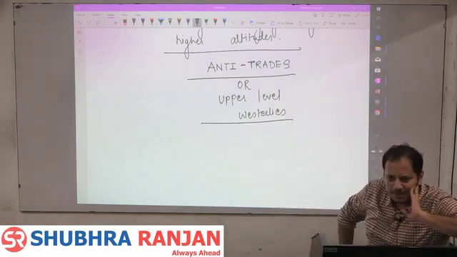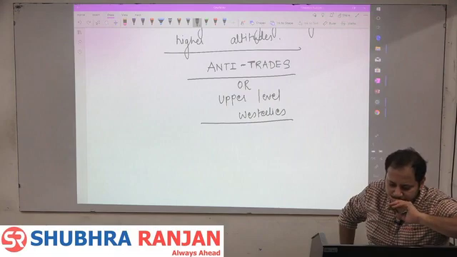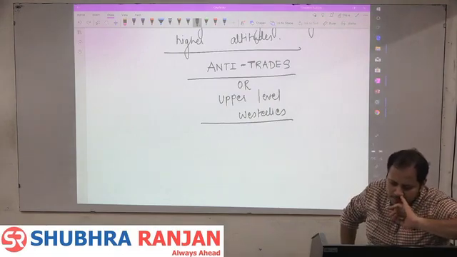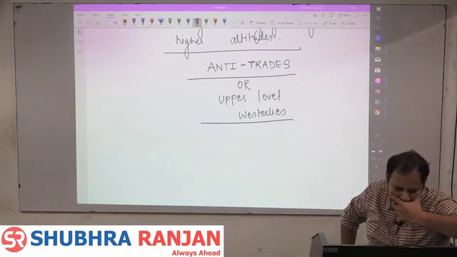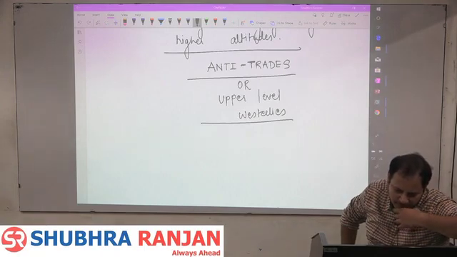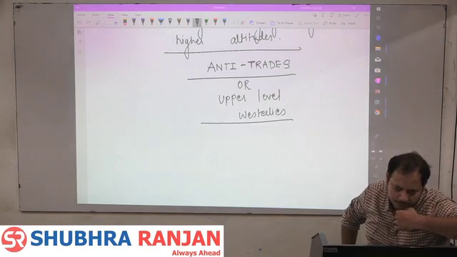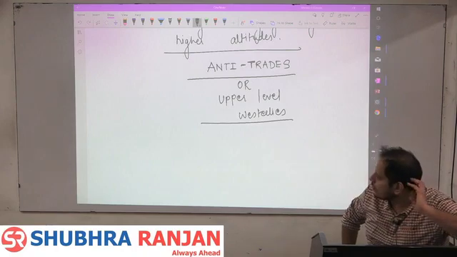Anti-trades or upper level westerlies, which due to cooling become denser and subside. Next point.